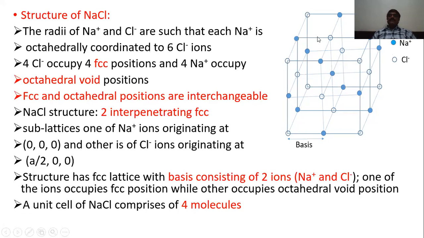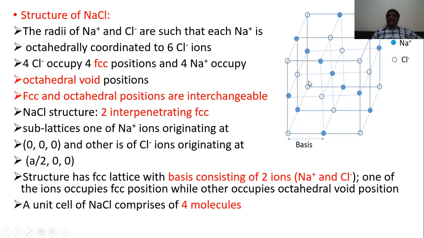Now, this is the unit cell of the NaCl crystal, and what is the structure of the unit cell? In this case, you will find that four Cl minus occupy the four FCC positions. So what are the FCC positions? These are the FCC positions: one, two, three, four. While the octahedral void positions are occupied by four Na plus ions. So these are the four octahedral void positions, and these are occupied by Na plus ions.